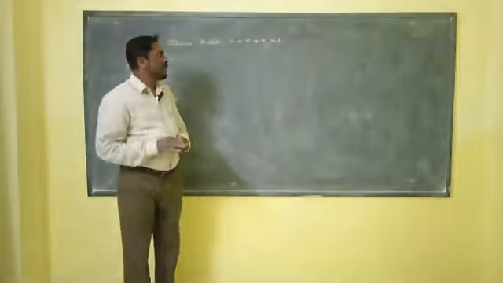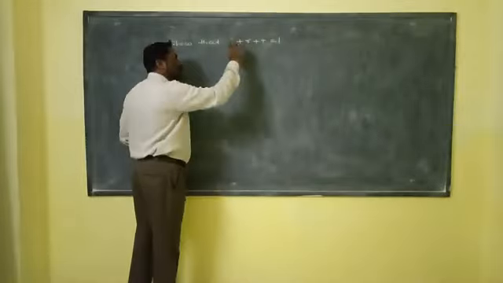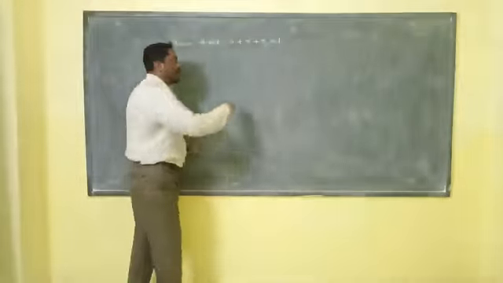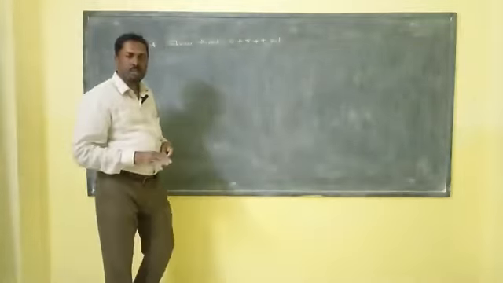What do we understand by A? A is nothing but coefficient of absorption. What is R? R is the coefficient of reflection. And what do we understand by T? T is nothing but coefficient of transmission.